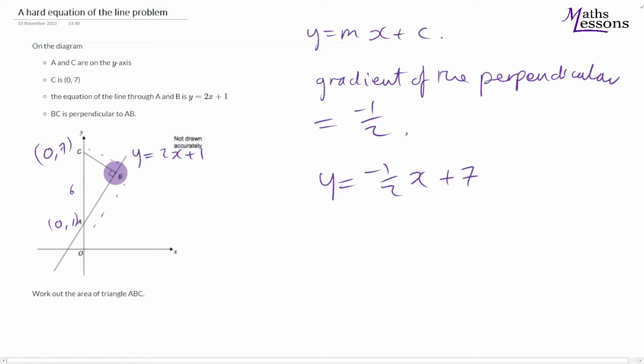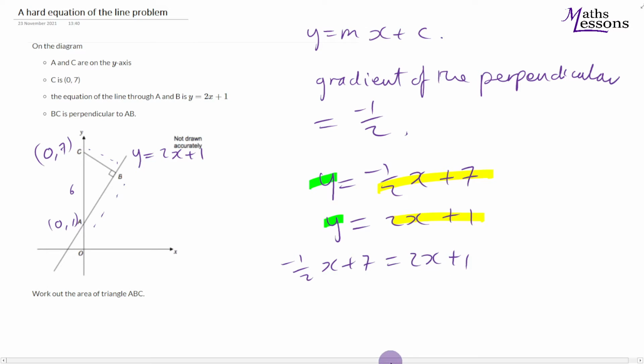So we can find the intersection of these two lines, and once we've found the intersection, we can find that distance there and that distance there. We find the intersection by solving these two equations. The y values are going to be equal at that point, so we've got -1/2 x + 7 = 2x + 1.